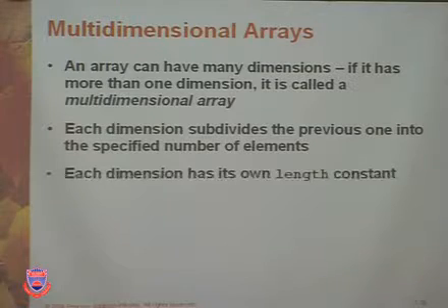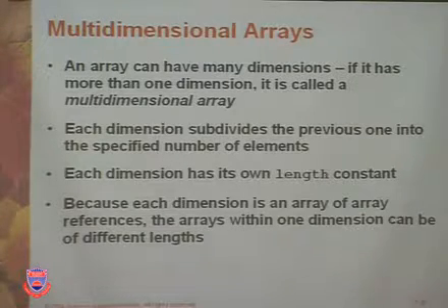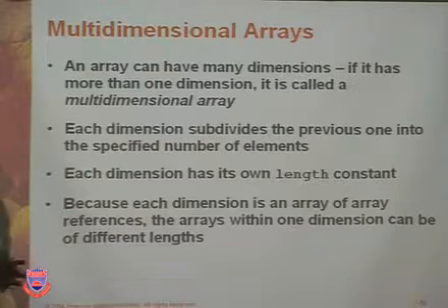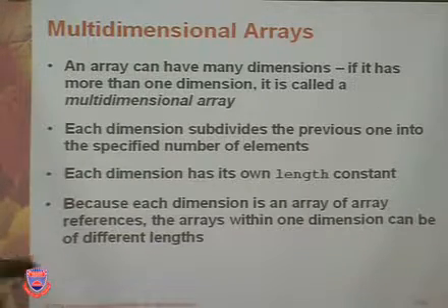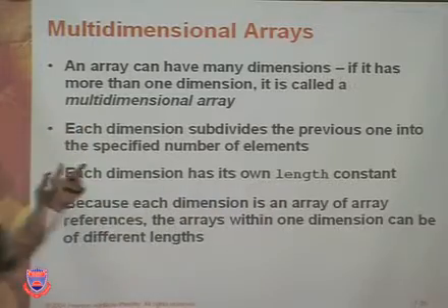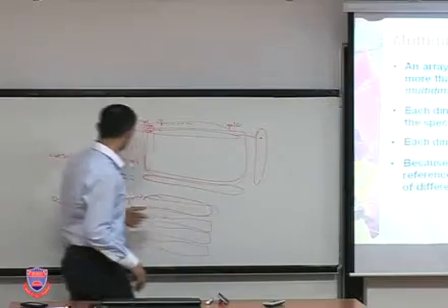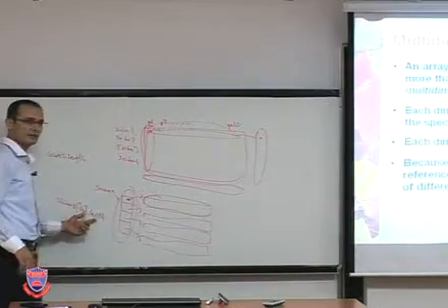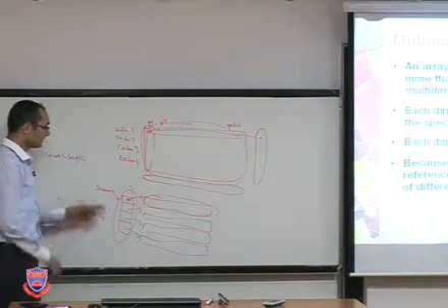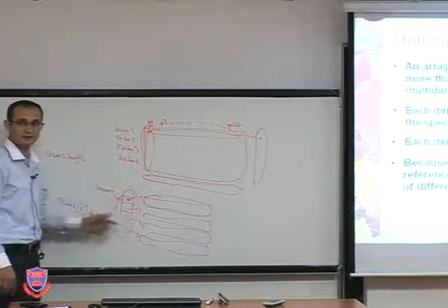And if you want to see the length of each dimension, the size of each dimension, you can use the length constant of that specific dimension, such as the one that we did with scores[0].length. This indicates the second dimension's size.